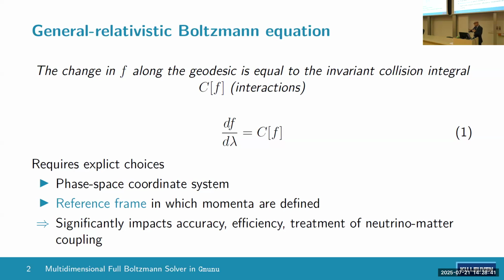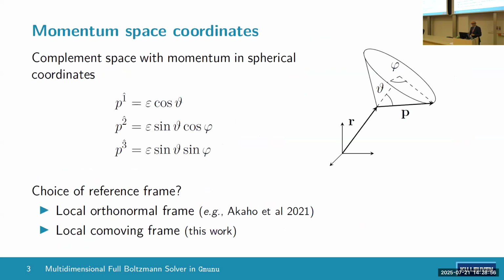I want to spend a little bit of the talk talking about some of the choices that we've made, how that is different from what other people have done in the literature, and then hopefully towards the end, I'll show you some example cases where we do run the simulation. The first thing that we need to do is complement the space with the momentum. In our case, we have a momentum in spherical coordinates, so this is your usual spherical coordinate system here. One thing that is important then is the choice of reference frame.